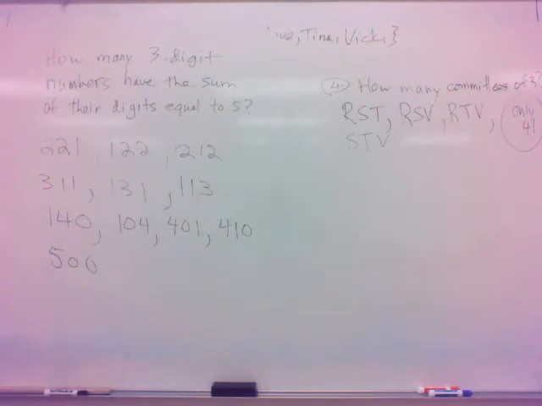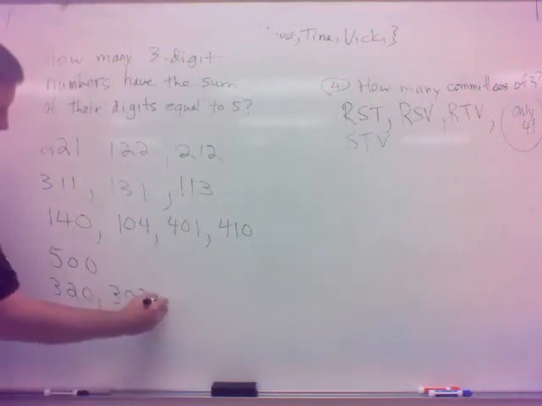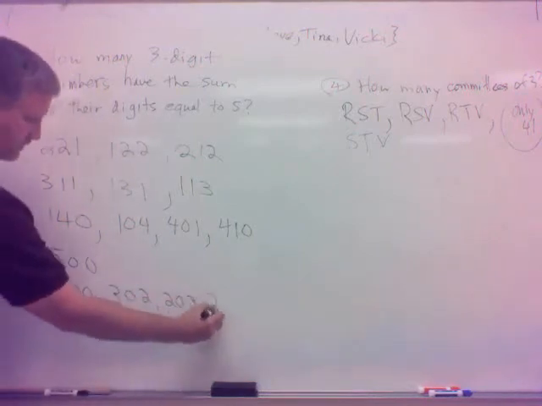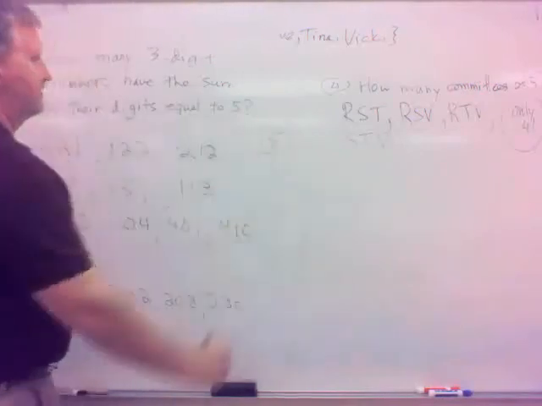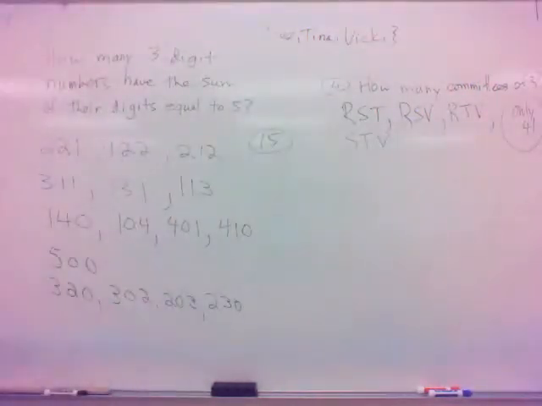Think of it. 320 would be 5, wouldn't it? So I could do 302, I could do 203, or I could do 230 out of those. How many is that? 3, 6, 10, 15. Think of any others? I think that's it. 15 total. Okay, so that's just kind of a system, just kind of cycle through all the different variations there, what you want to come up with.